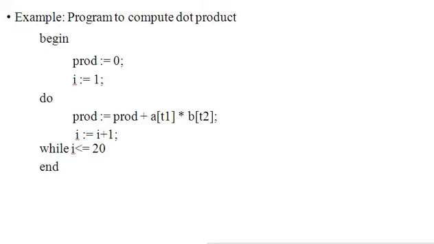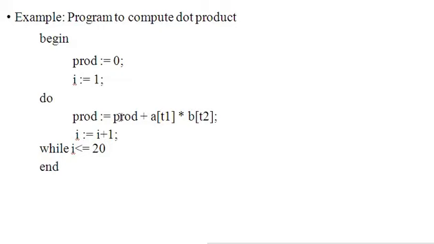for this program: first, product = 0, I = 1, then temporary T1 = 4 * I, T2 = A[T1], T3 = 4 * I, T4 = B[T3], T5 = T2 * T4.